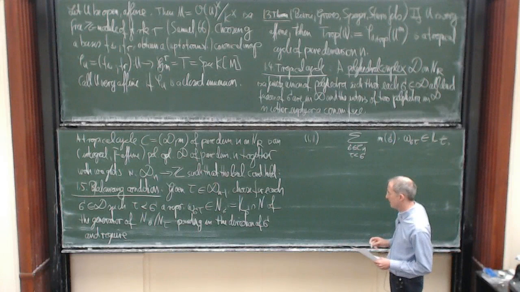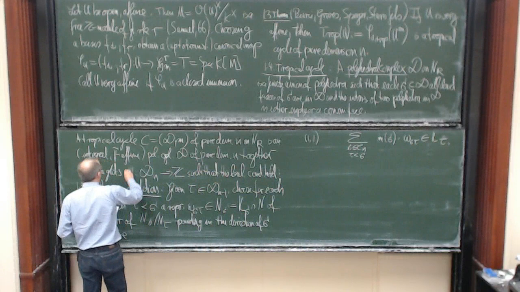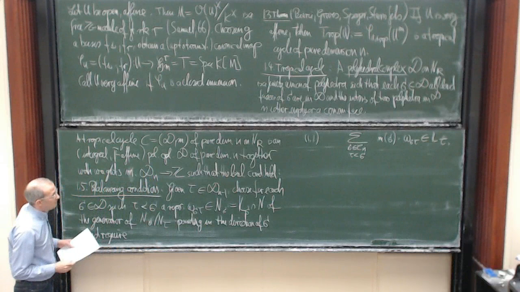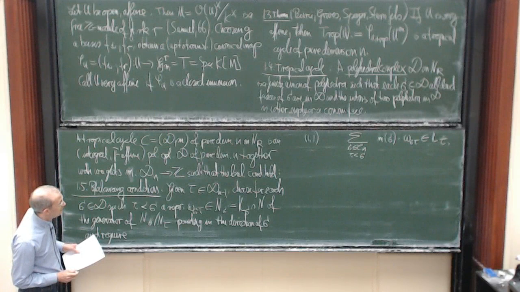These M's are the weights. Didn't I put... Ah, there I wrote W. Sorry, it should be an M here. M is a weight, right. Sorry? Cn is dn. Yeah, sorry.